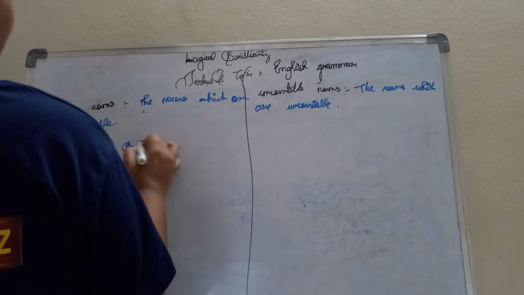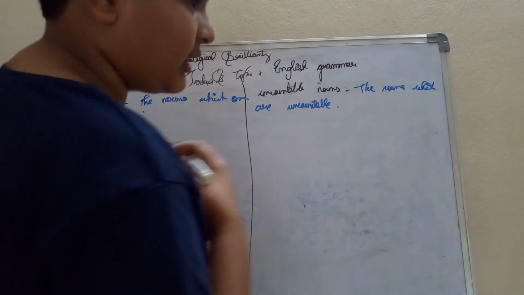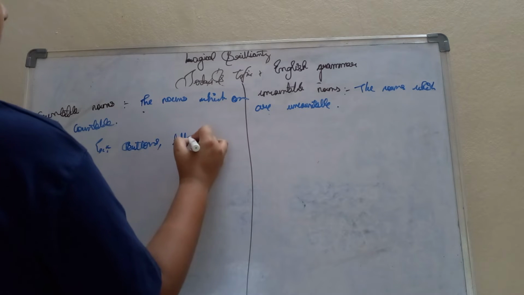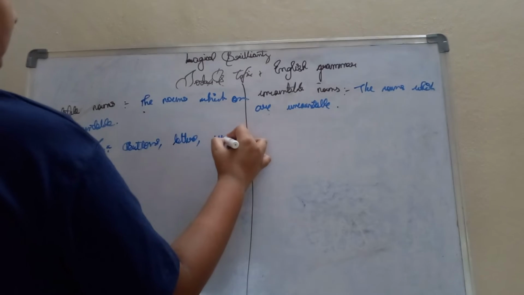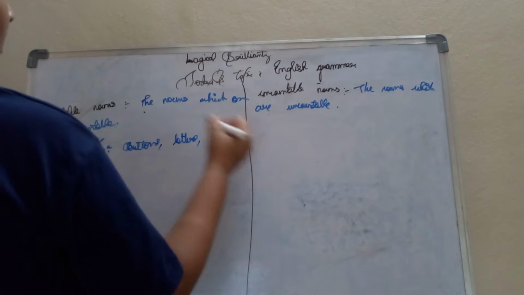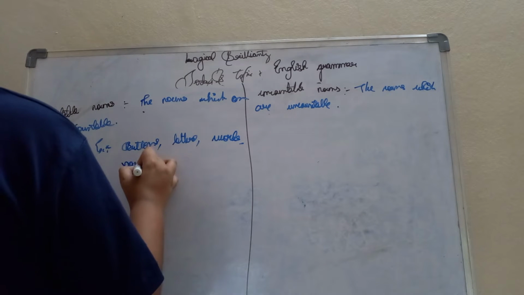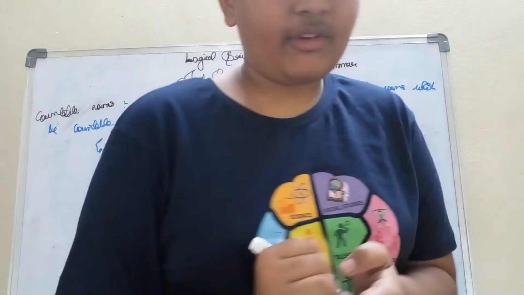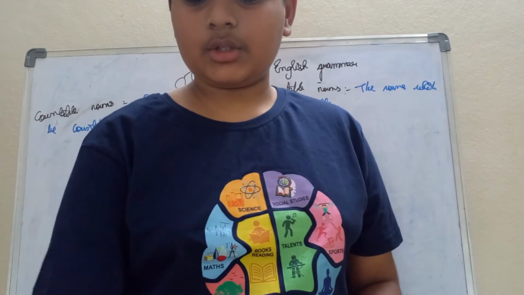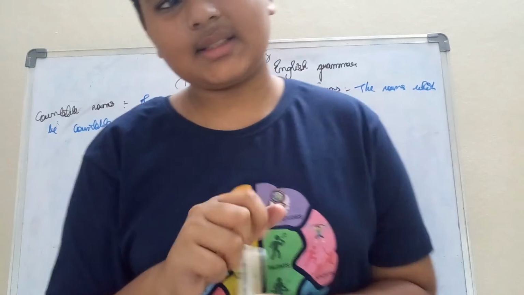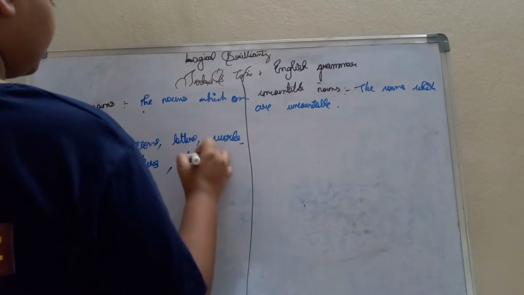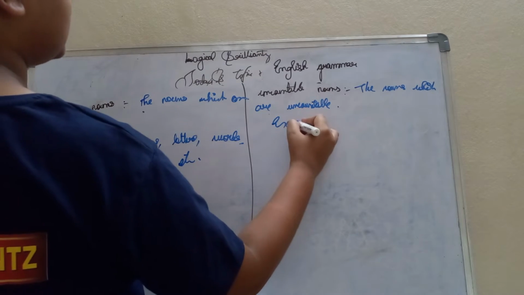See, for countable nouns we can take buttons. Either it may be shirt buttons or remote buttons, you can count them. Letters, words, or markers, you can count how many markers are there. If I keep 4 markers, you can count 1, 2, 3, 4, there are 4 markers. Yes, those can be counted. And etc.